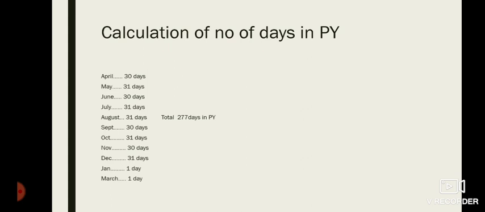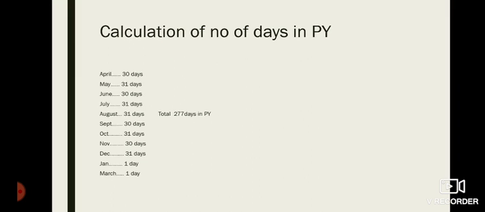So after calculating it, we get a total of 277 days of stay in India in the previous year 2019-20. This is the major part of the calculation. You should be very careful when you are taking the number of days when you are calculating it. Okay. Coming to the next part.